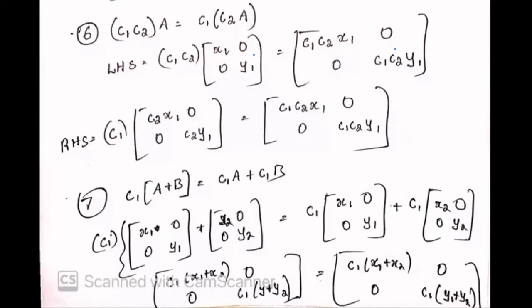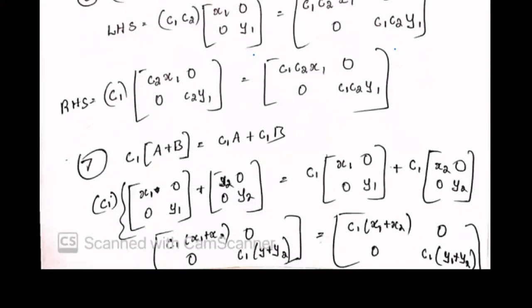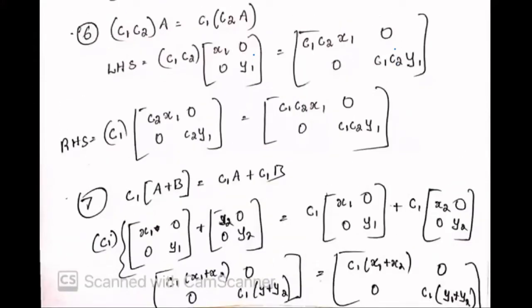Okay. And the seventh one, you can see that this will be c1 times a plus b is equal to c1a plus c1b, right? So you have to calculate first a plus b. So a is x1 0 0 y1, b is x2 0 0 y2, right? So what you get is x1 plus x2 0 0 y1 plus y2. Then you multiply with c1. Finally, what you get is c1 times x1 plus x2 0 0 c1 times y1 plus y2. So similarly, you can prove the right hand side. So both are equal.